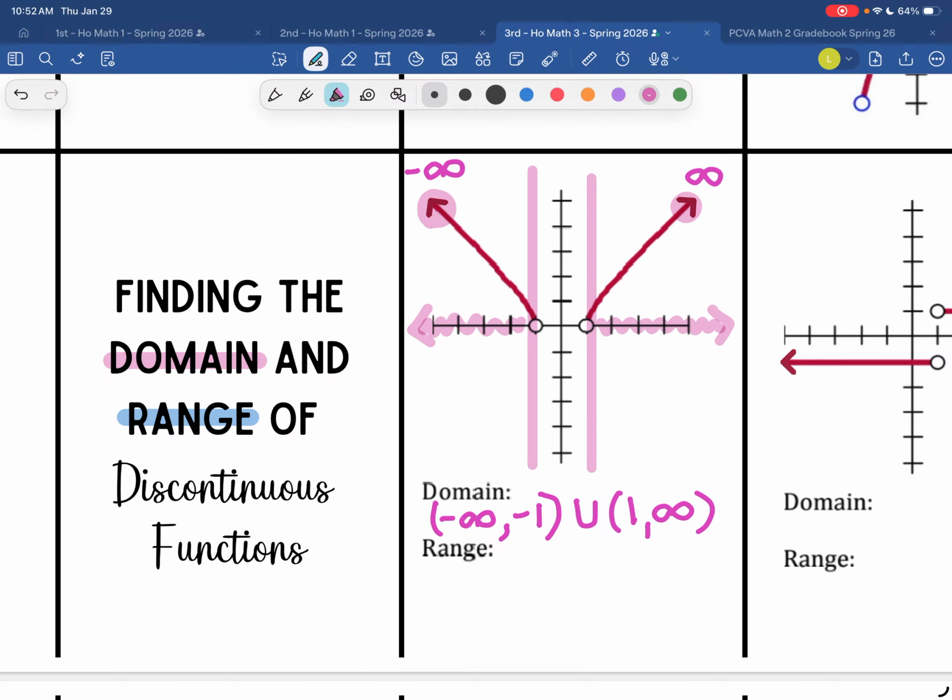Now for the range. The range is bottom to top, so we start at the y value of 0, but the y value of 0 is not included. And we're going to keep going up on both sides. There are all those y values in between that are included, and as the range is going up, it's going to go to positive infinity. So the range does not include 0, but it starts there, and it goes up to infinity.